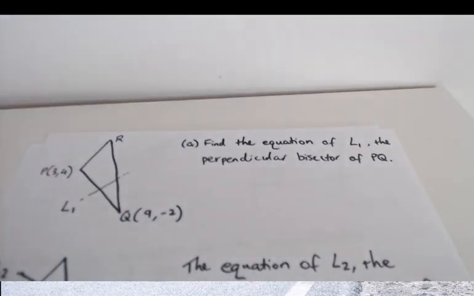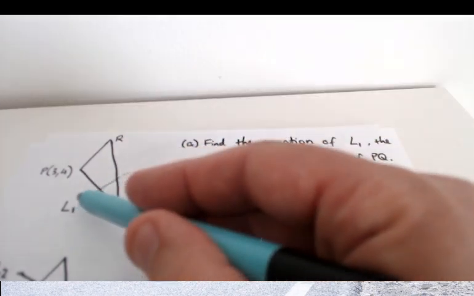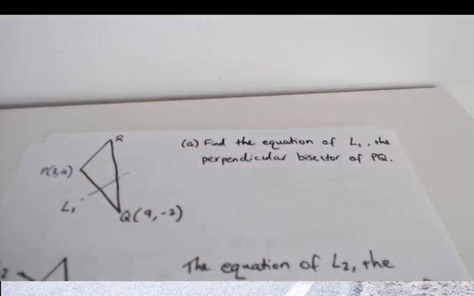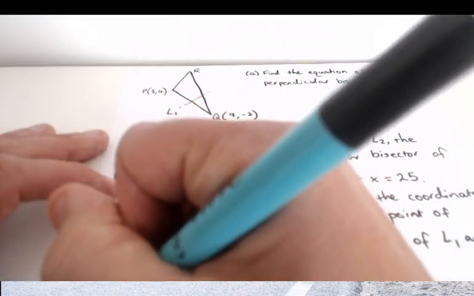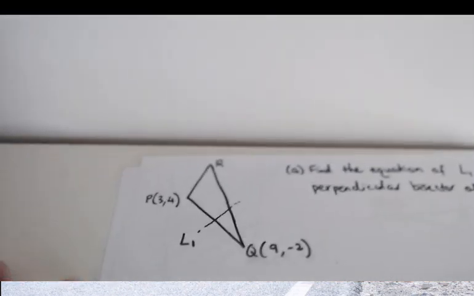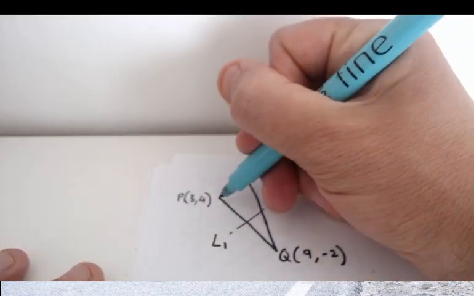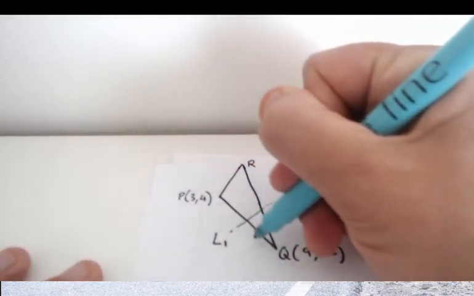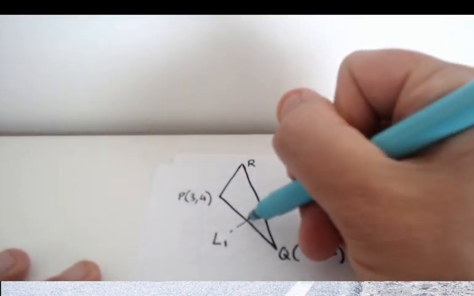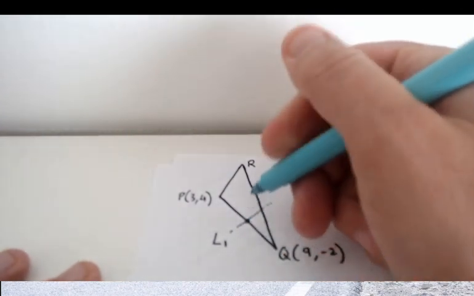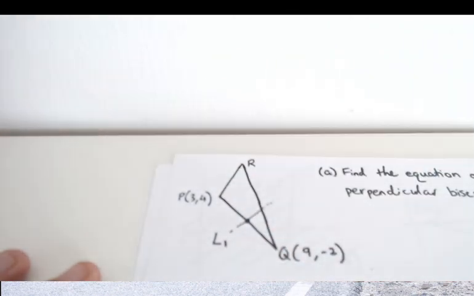Find the equation of L1, the perpendicular bisector of PQ. Okay, so you need to remember how you do a perpendicular bisector. For a perpendicular bisector, you want the gradient of this PQ line, the perpendicular gradient, and for the point that lies on the line, remember it's in the middle of PQ. It is the midpoint of PQ.